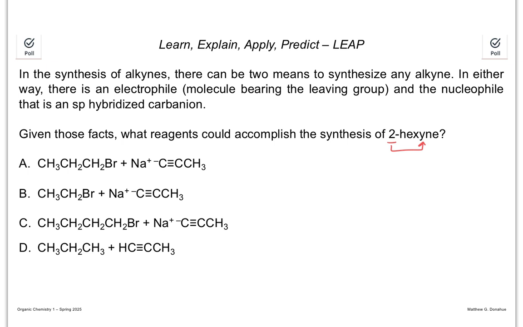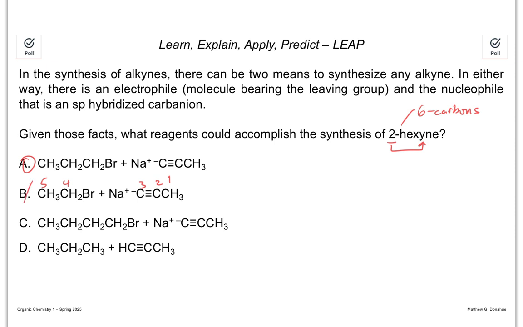So what do you think? A is the correct response. For 2-hexyne, that tells us we need 6 total carbons. If we look at choice B and we count, 1, 2, 3, 4, 5, that's not enough carbons.